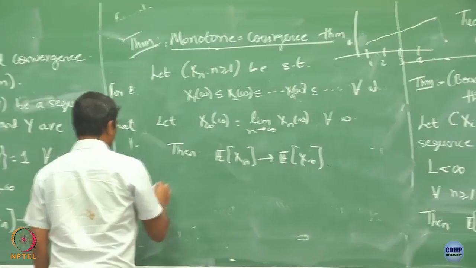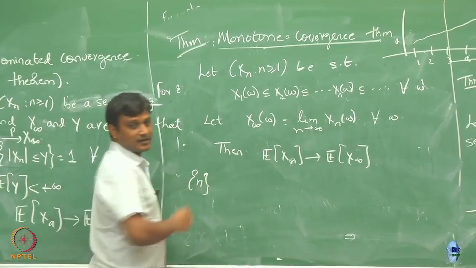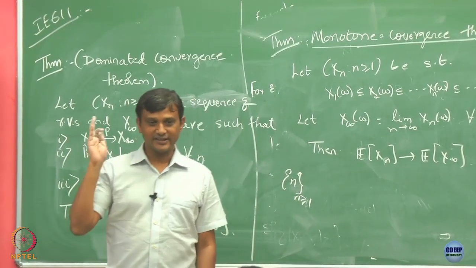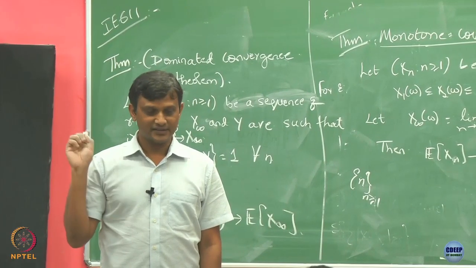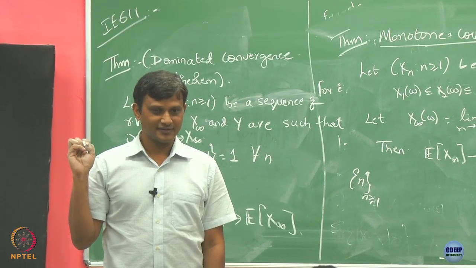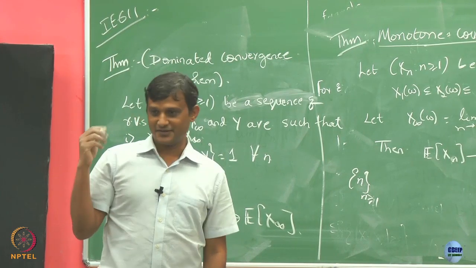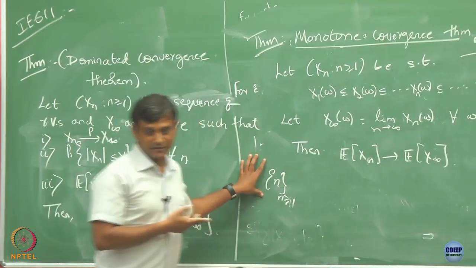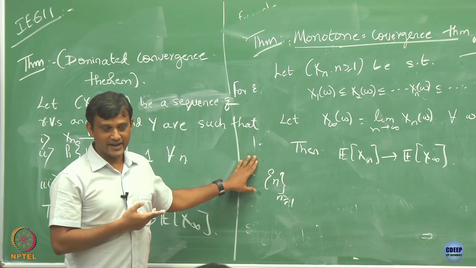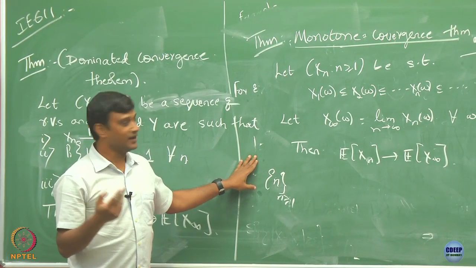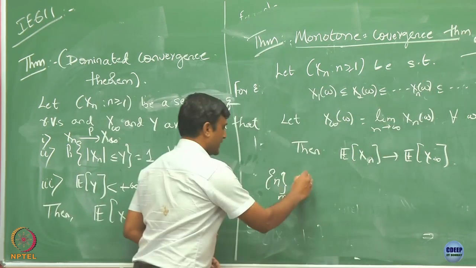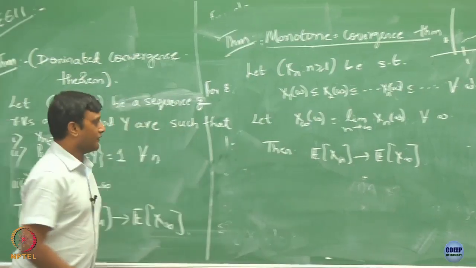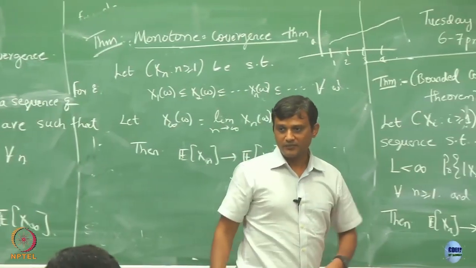Okay, let me take this. I have this n, n greater than or equal to 1. This is a monotonically increasing sequence, right? Where does this converge? This is the extended notion of convergence. This is a deterministic case also. This sequence a n is simply n. It converges, but it converges to infinity.